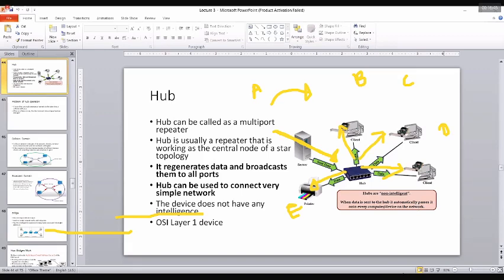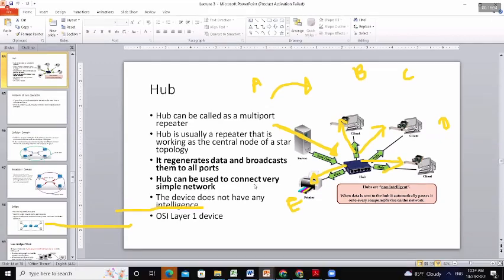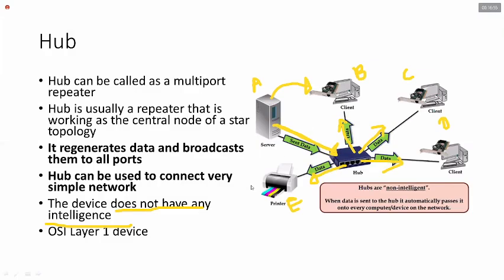Just only transferring the data, because it's only transferring the data. If it had intelligence, what could it do? Now this A is sending a frame, right? There is a next stop address written in the frame. Now the problem with the hub is what? Why can the hub not send it only to B?